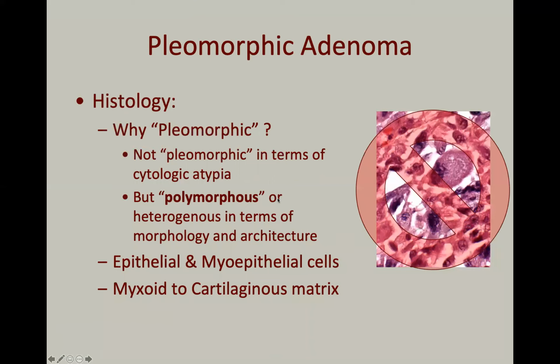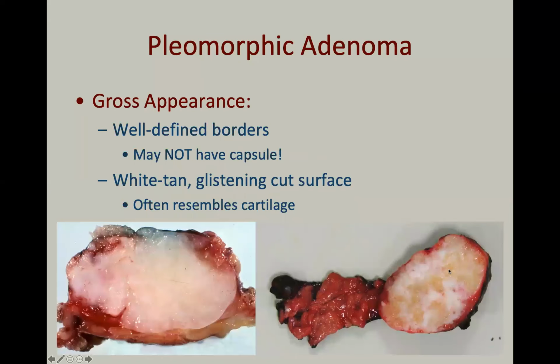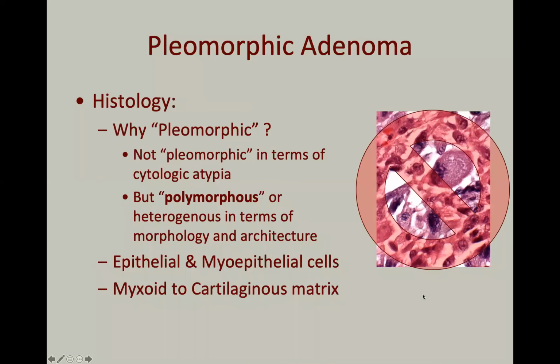So why pleomorphic adenoma? It is not pleomorphic in terms of cytologic atypia, right? Like nuclear enlargement, hyperchromasia, angulated nuclei, those are cytologic pleomorphism features. This is more polymorphous or heterogeneous in terms of the morphology and the architecture, even as you saw on this cut gross image, right? So heterogeneous, polymorphous, rather than truly cytologic pleomorphism. So just a weird misnomer.